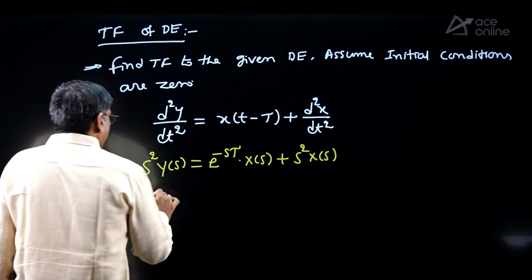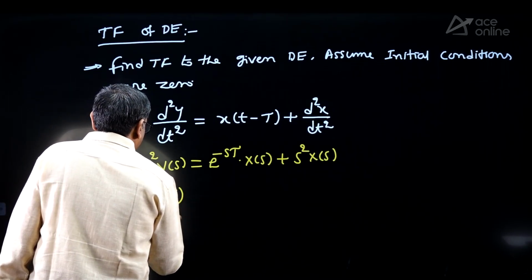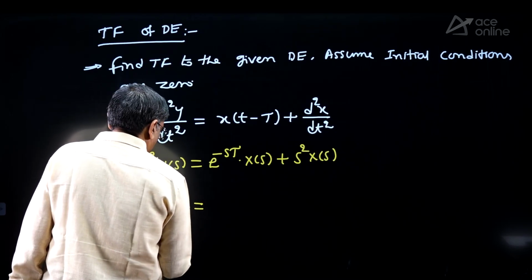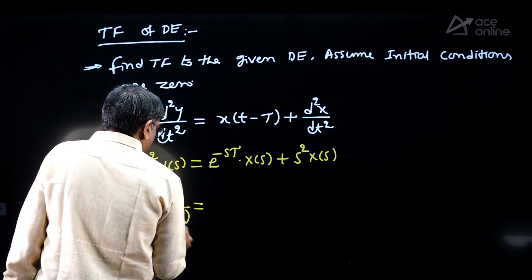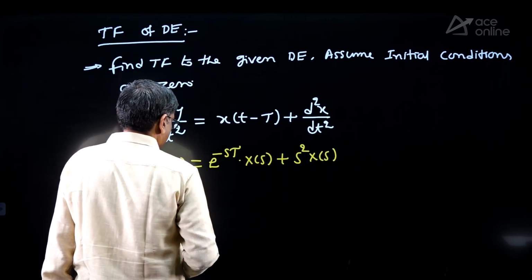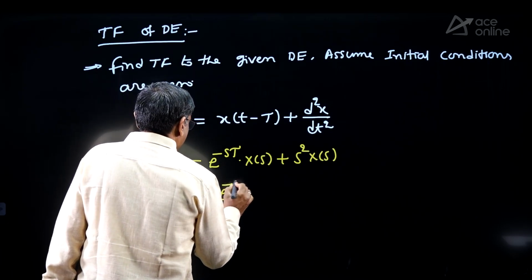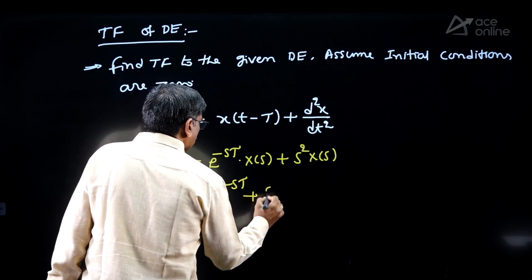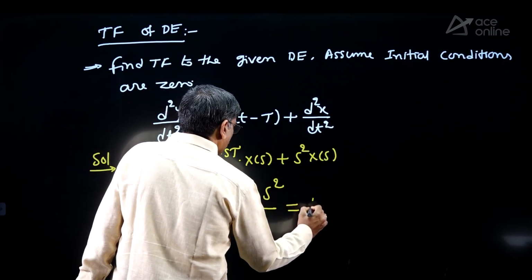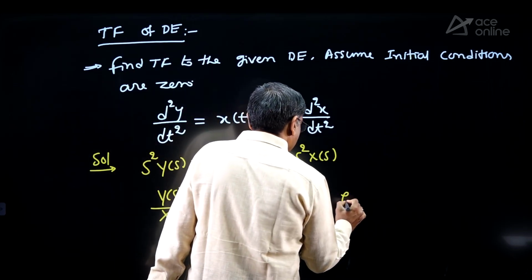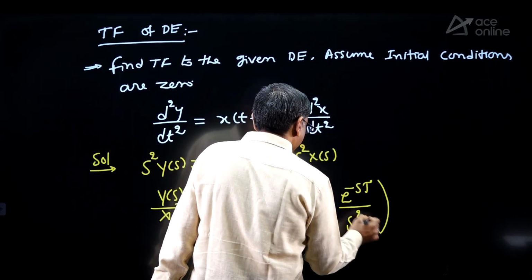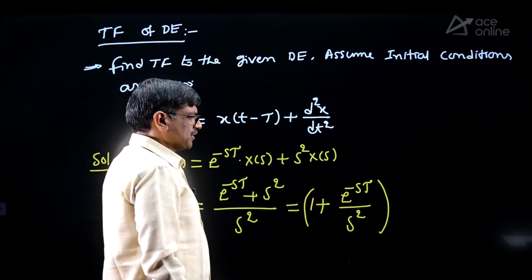Take the ratio. So Y of s by X of s equal to, take the ratio. Come and tell what I am getting. e power minus s tau plus s square, divided by what? s square. So what is the answer? 1 plus e power minus s tau by s square. This is the answer.